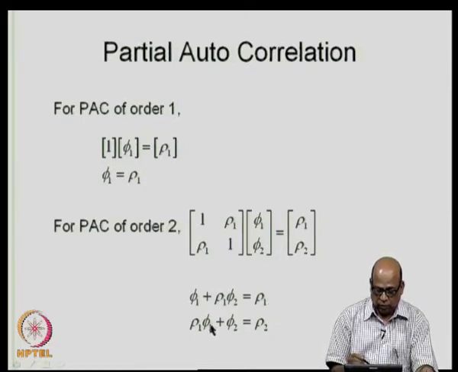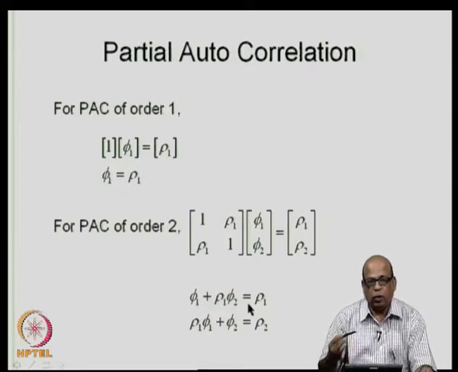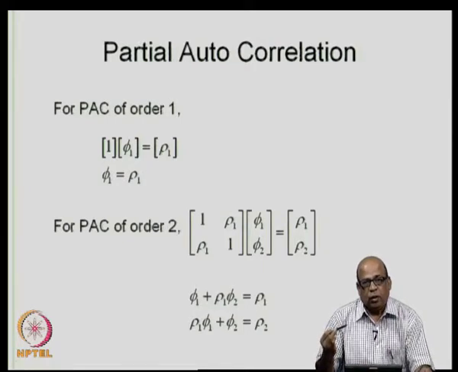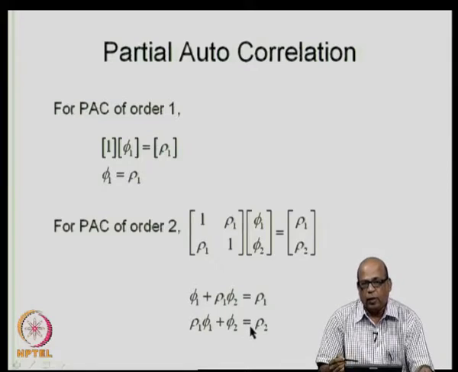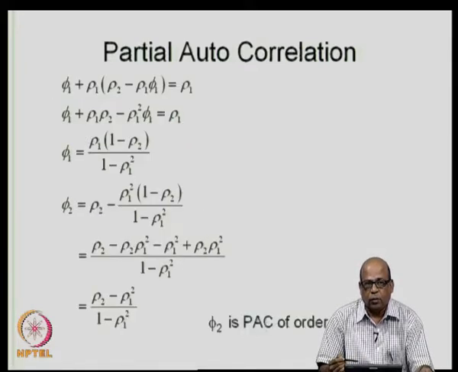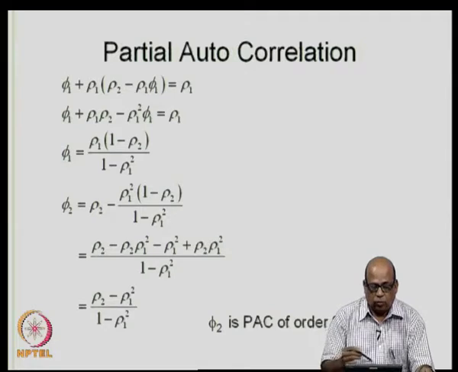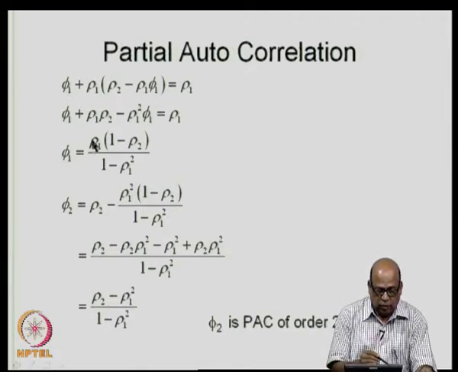So, you have two equations, rho 1 and rho 2 are known, you can determine phi 1 and phi 2. Rho 1 and rho 2 are the lag 1 and lag 2 autocorrelations. These are determined from the data. So, from data you know rho 1 and rho 2, and therefore, you should be able to solve this simultaneously and get phi 1 and phi 2. So, we will simplify that.